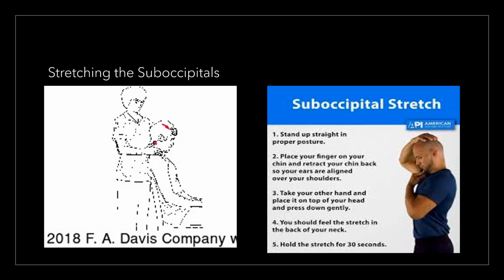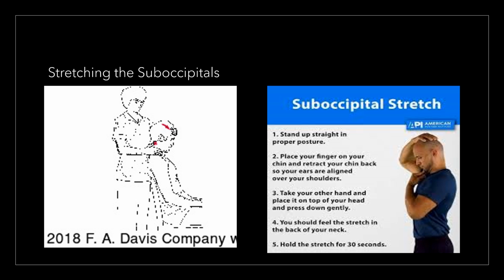With a suboccipital stretch, you can perform it for the patient by applying pressure to stretch that suboccipital region, or you can instruct them to self-stretch. I think this infographic has good instructions for a patient. So place your fingers on your chin and retract your chin back so your ears are aligned over your shoulders. Take your other hand and place it on top of the head and press down gently. You should feel the stretch in the back of your neck.